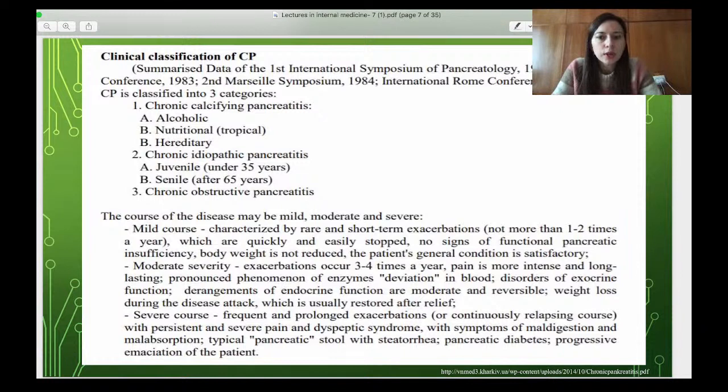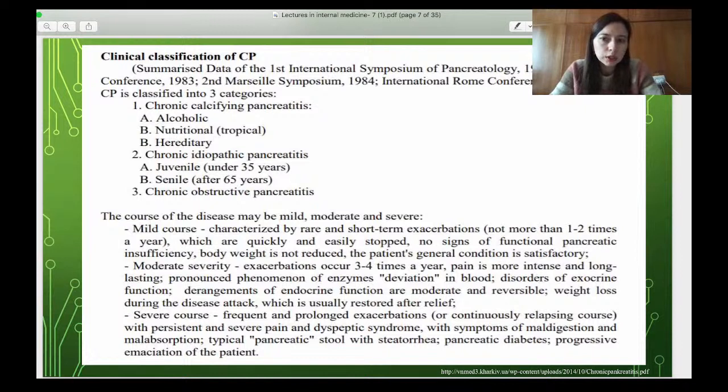Next, the moderate course: manifestations 3-4 times a year, pain is more intense and long-lasting, pronounced enzyme deviation in blood, disorders of exocrine function. Derangements of endocrine function are moderate and reversible. Weight loss during the disease attack, which is usually restored after relief.